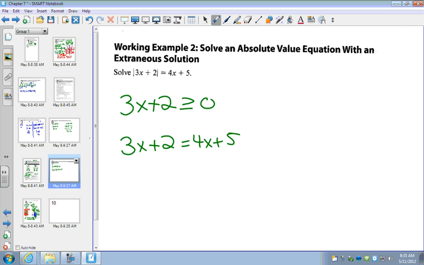Okay, we're going to bring all the x's over to this side. 4x minus 3x is just 1x. We're going to bring the 5 over. 2 minus 5 is negative 3. Okay, so we have x equals negative 3.